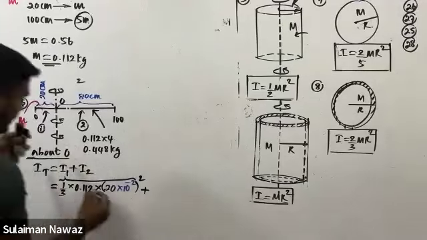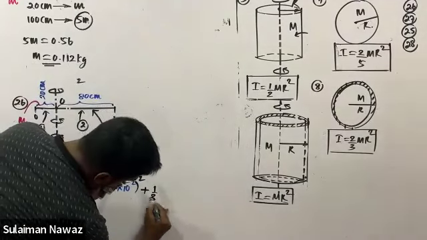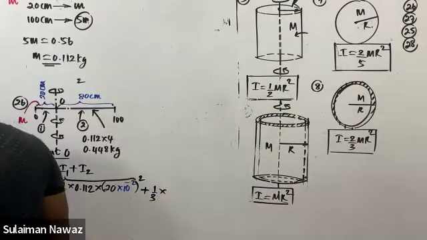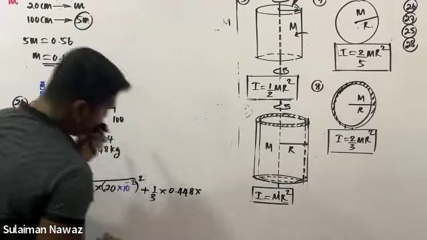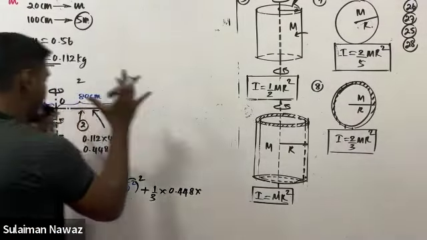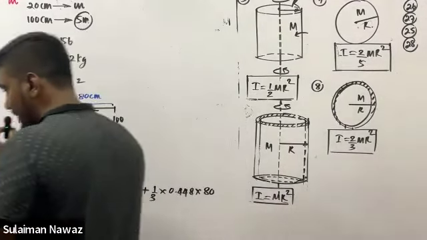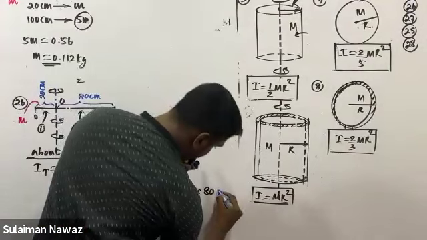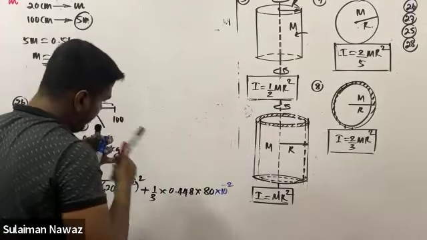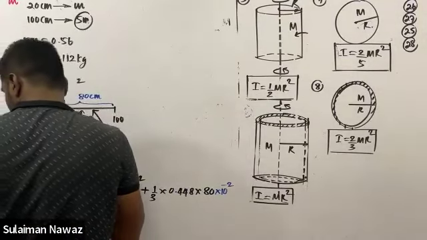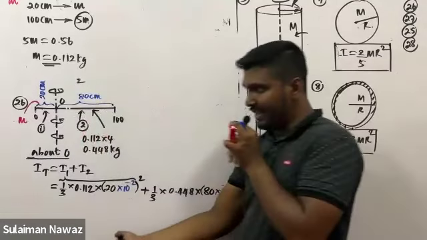Plus I2, means again 1 over 3, the moment of inertia of part 2 from this axis. 1 over 3, mass is 0.448 into 80 centimeter square. R square means 80 centimeter. How do you convert centimeters to meters? Multiply by 10 to the power minus 2, whole square. Now hereafter it is just simplification. I think you can do it.